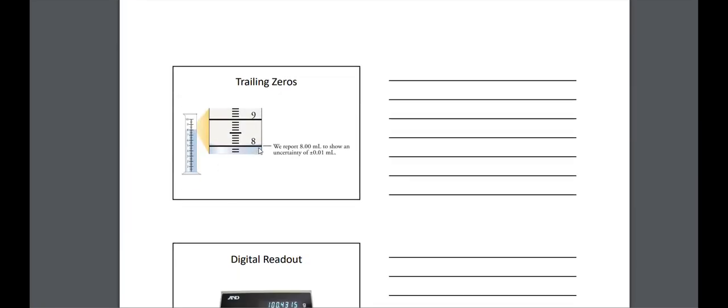If the meniscus is sitting right on the number 8, that still does not change anything about the uncertainty, right? Because the device has not changed, so the uncertainty remains 0.01.